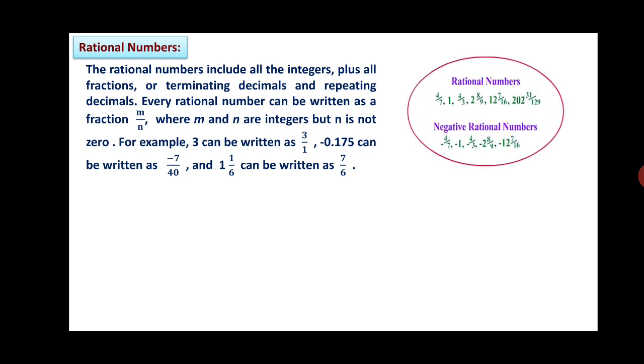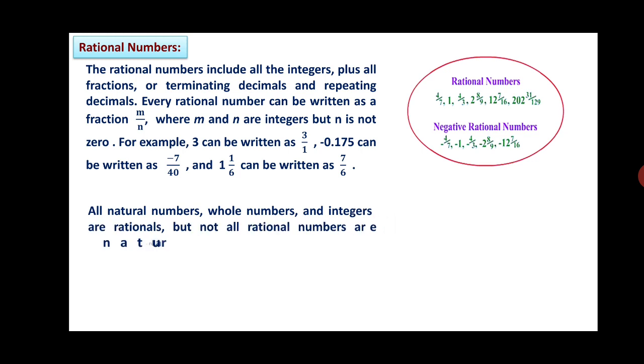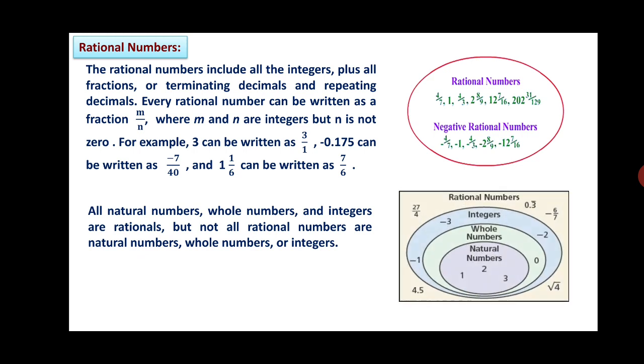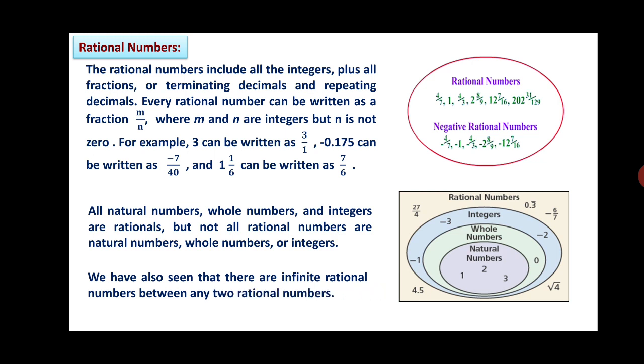Friends, you can see in the adjoining figure rational numbers and the negative rational numbers. All natural numbers, whole numbers, and integers are rationals, but not all rational numbers are natural numbers, whole numbers, or integers. You can see in the adjoining figure a diagram where natural numbers, whole numbers, integers, and rational numbers are shown. It means rational numbers include natural numbers, whole numbers, and integers. Friends, we have also seen that there are infinite rational numbers between any two rational numbers.